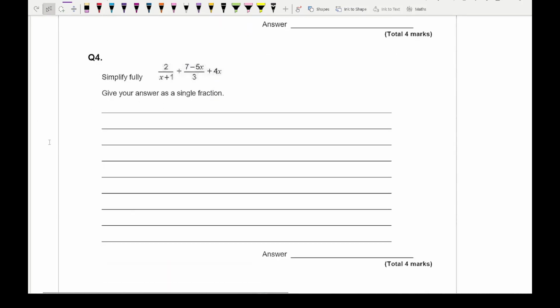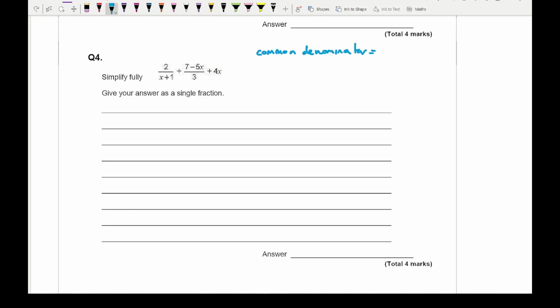Moving on to question 4, it says simplify fully 2 over x plus 1, plus 7 minus 5x over 3, plus 4x, and give your answer as a single fraction. So for this, what we need to do is think about a common denominator, and the reason why is because we are adding fractions. The easiest and most efficient way of getting the common denominator is basically multiplying all the denominators together.